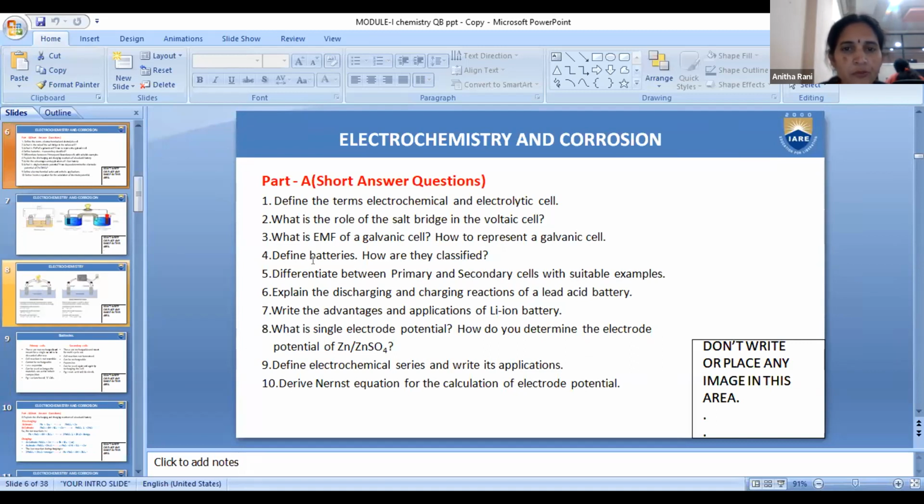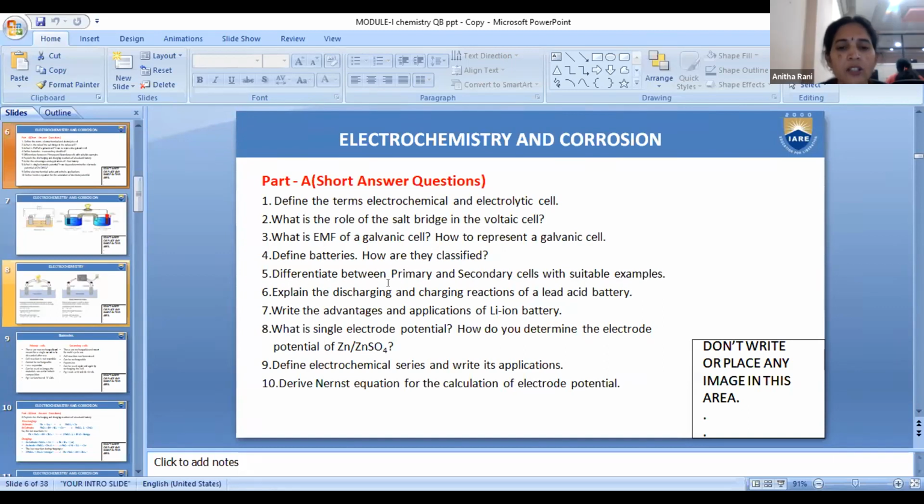What is a battery, students? A combination of cells connected in series. How are they classified? Batteries are classified into two types: primary batteries and secondary batteries.